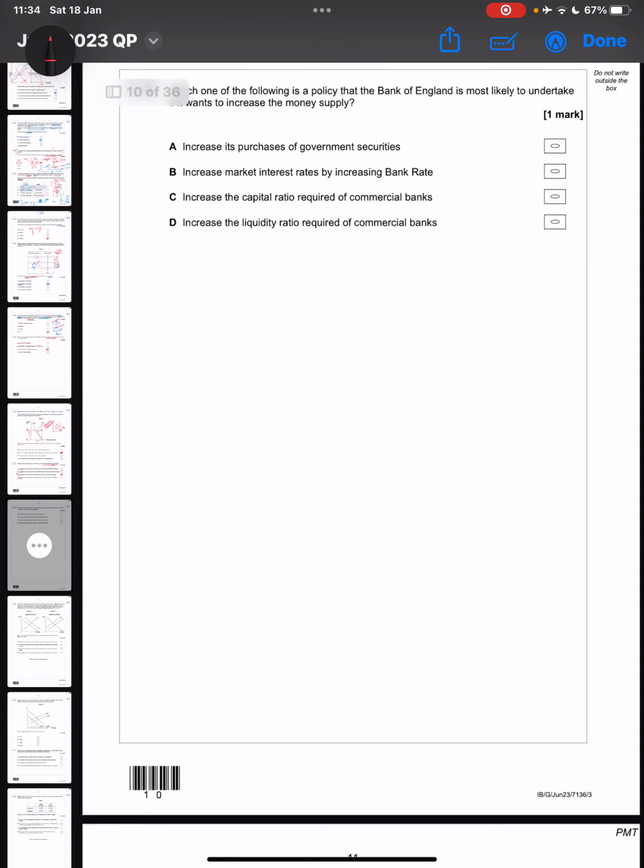Which of the following is a policy that the Bank of England is most likely to undertake if it wants to increase the money supply? Right. We're looking for something that allows the banks to multiply their money, or the Bank of England injecting more money into the system. So A already looks like a pretty good candidate, where the increased purchases of government securities. So if the Bank of England is buying government securities, well, the Bank of England had all this much money and is just now giving it to the government.